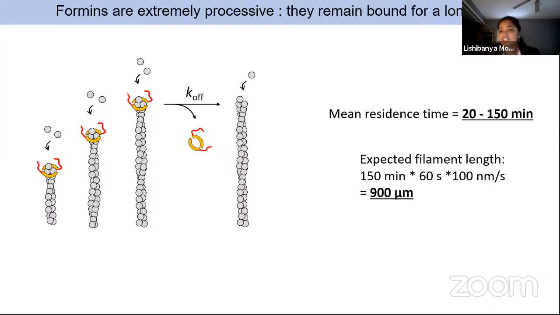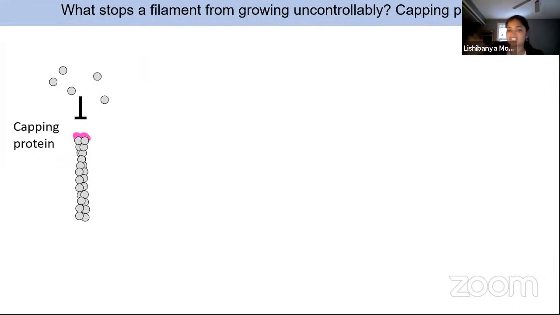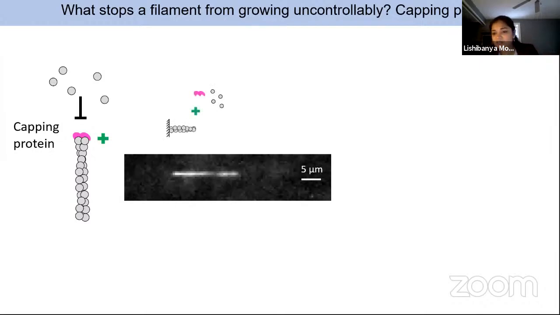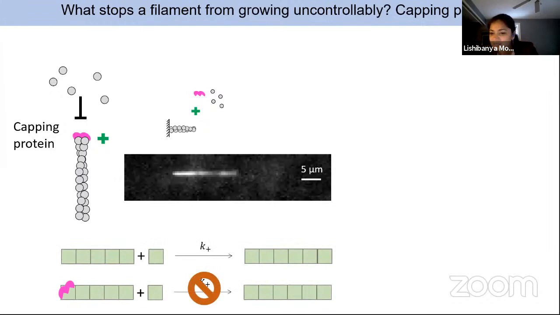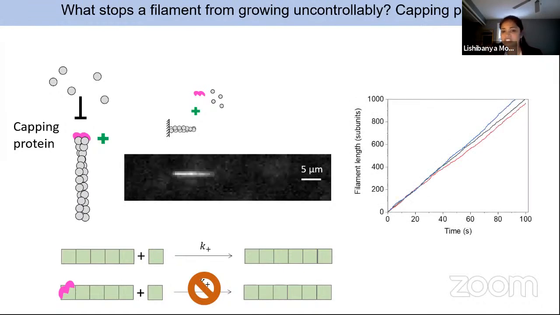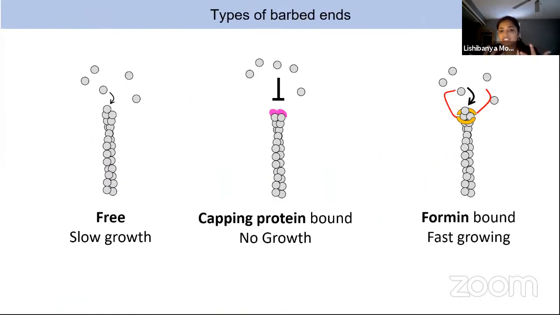So the cell has a number of regulatory proteins that help it tune this down a little bit. One such protein is known as capping protein that Shashank introduced to you before. What a capping protein does is it blocks the filament from growing at all. So what you see is a filament growing, and when you add capping protein, it just stops growing. If you go back to the simulation and analyze that motion, you would see that the bare filament grows with a particular rate, but then when you add capping protein, its activity is stopped. So now I know three different types of filaments, right? I can either be bare and I grow slowly, or I can have formin and I grow fast, or I can get capped and not grow at all.